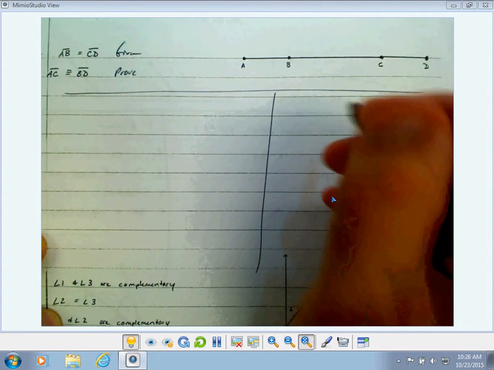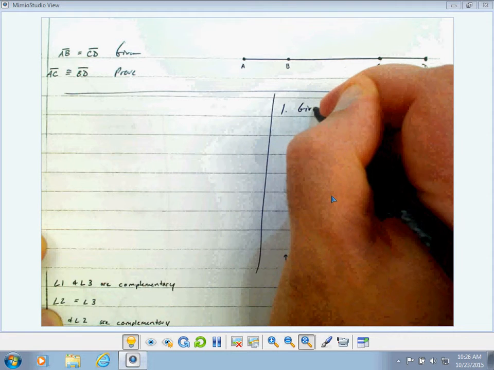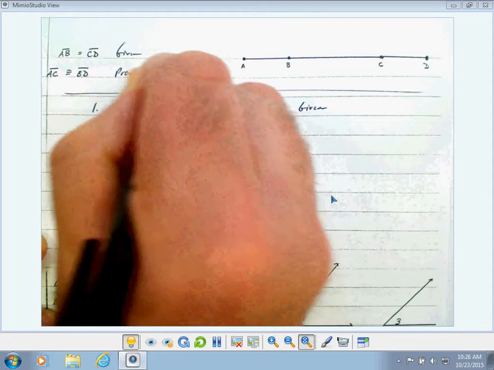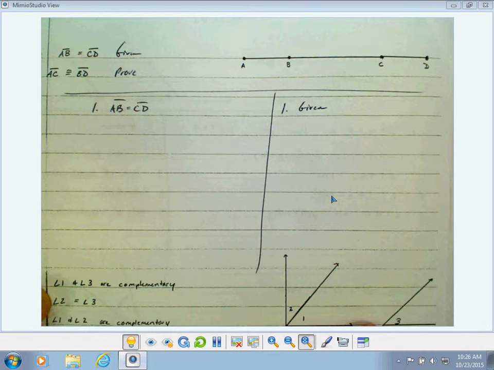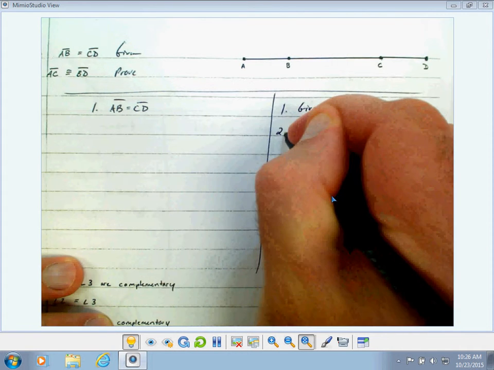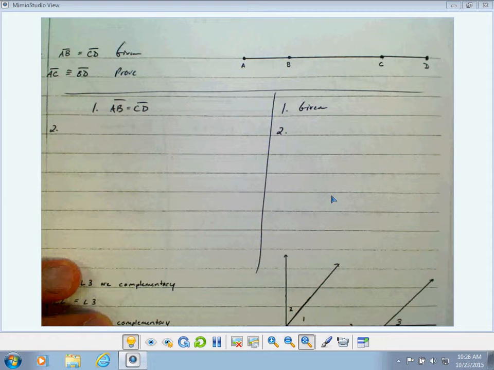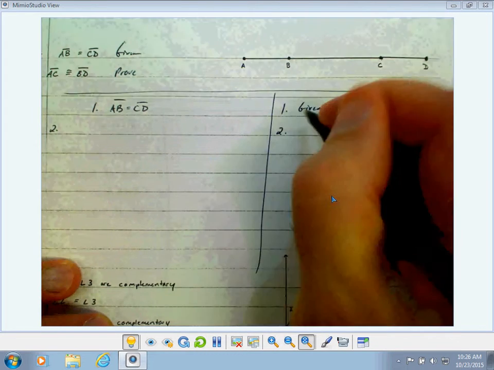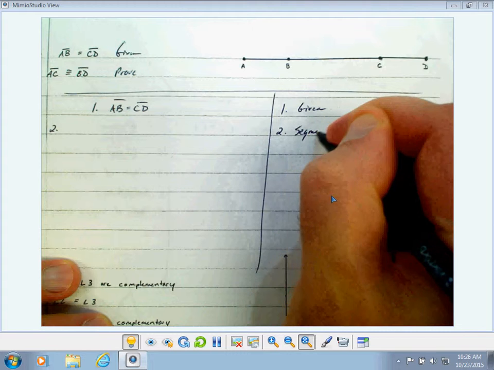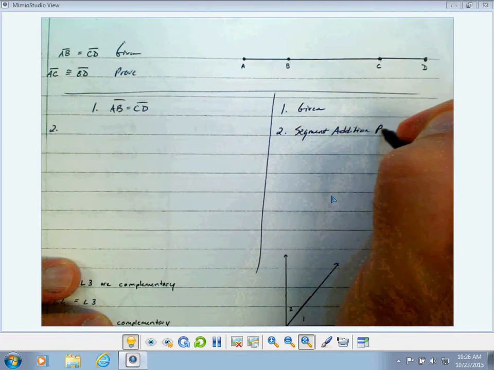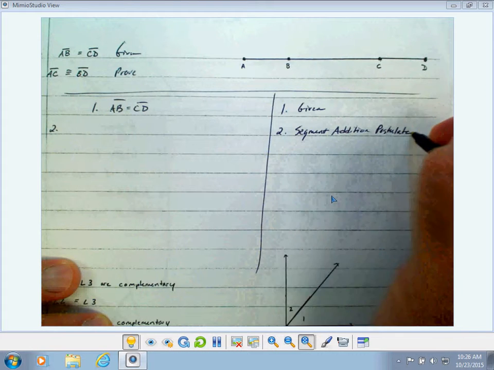There's not much in the given except for one substitution thing. So that's not good enough to start this. I don't have any midpoint, I don't have any bisector, so I got to go with what I know for sure, which is segment addition postulate. Without any bisector or midpoint stuff, this is basically my last resort, but at least it always works.